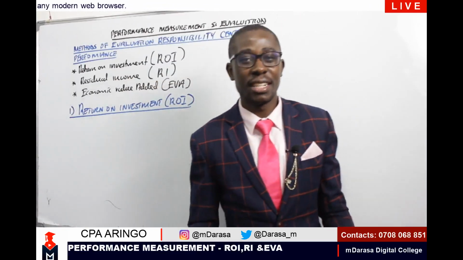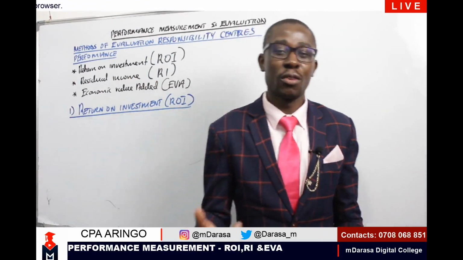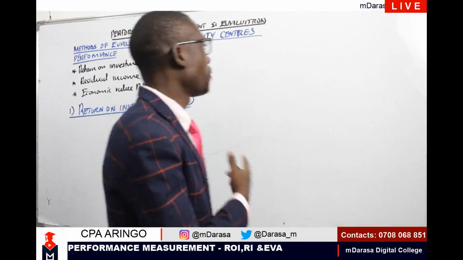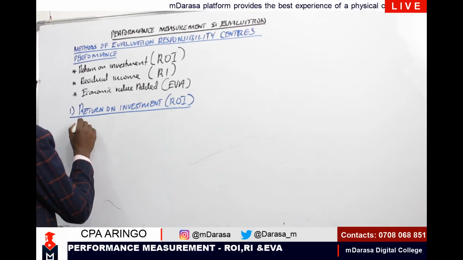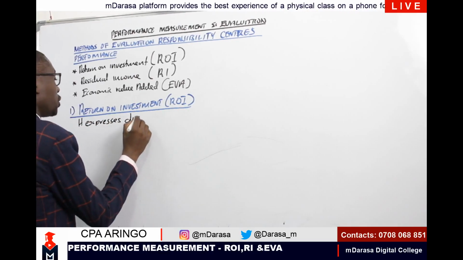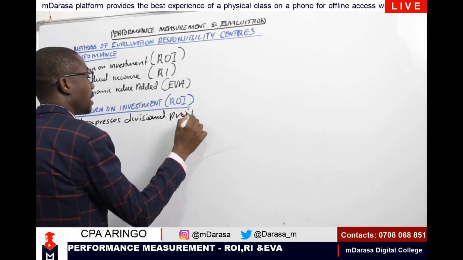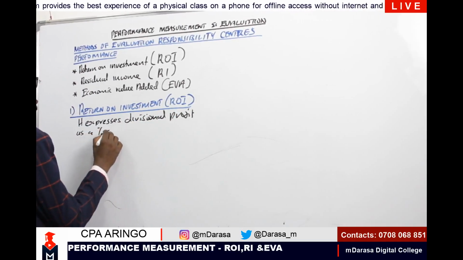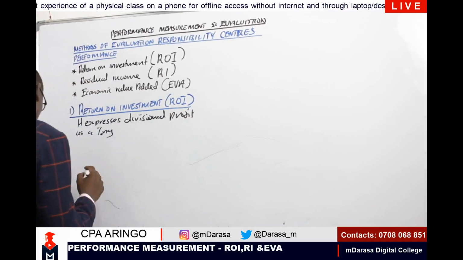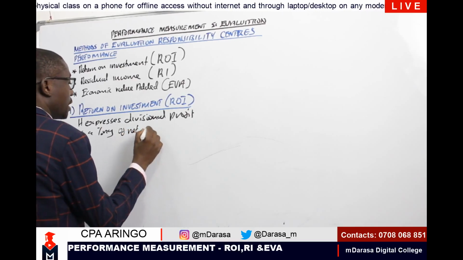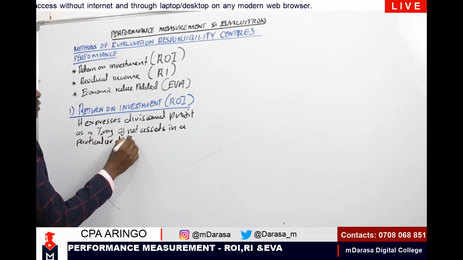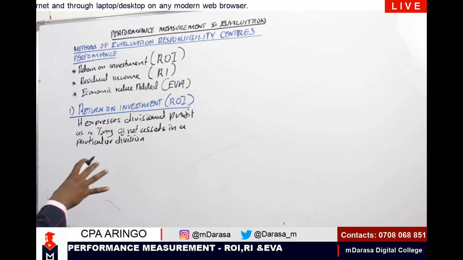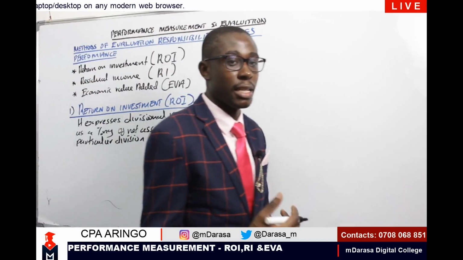When we talk about return on investment, just from that word, I've invested somewhere, and I'm expecting returns on the same, right? So in simple terms, ROI expresses divisional profit as a percentage of net assets in a particular division.